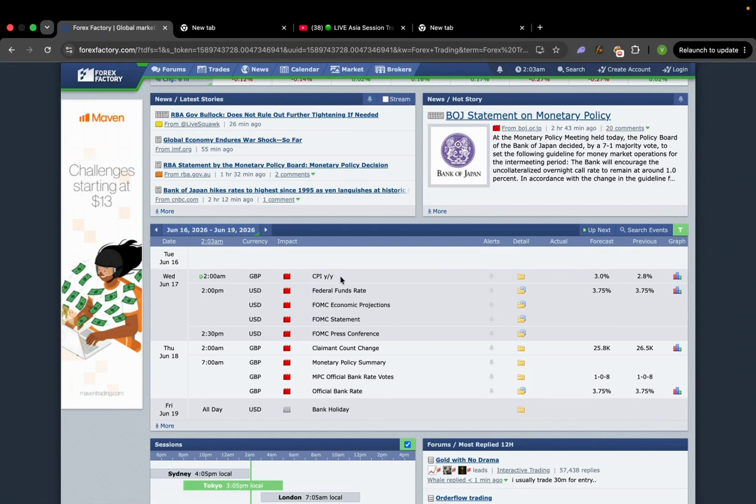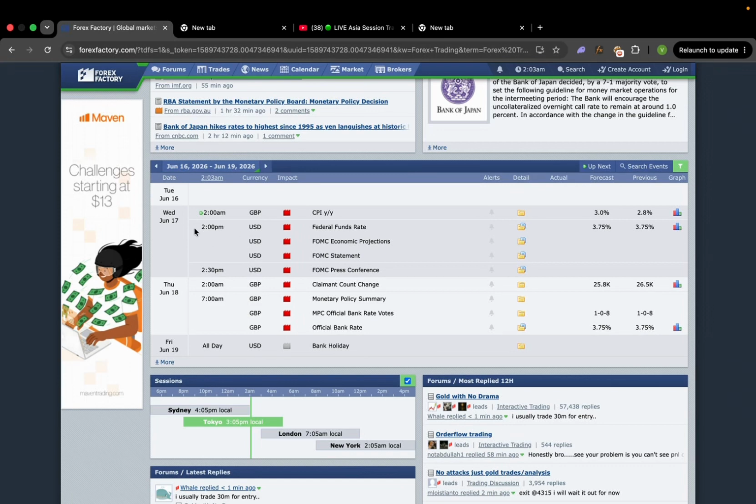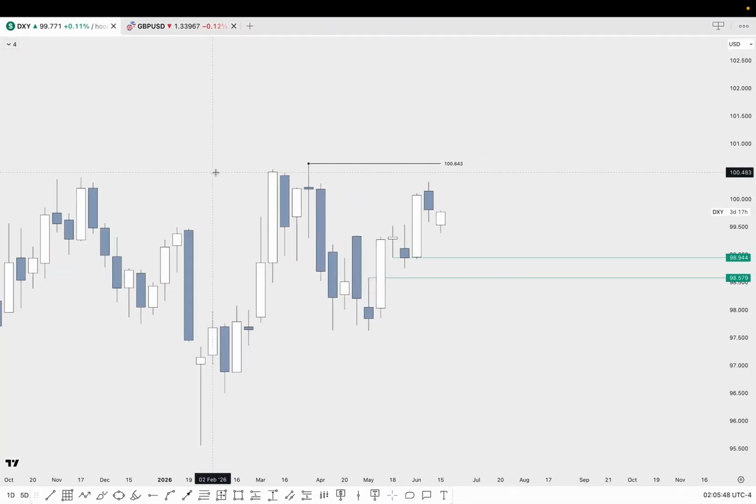On Wednesday, we have GBP CPI at 2 a.m. and then we have FOMC in the afternoon. So the focus should be around the FOMC release, but I'll still be looking at my charts during the GBP CPI release as well. On Thursday, we've got news for London at 2 a.m. and GBP news again for New York as well. And Friday is no trading day for me. So the focus is on the second half of the week, particularly Wednesday and Thursday, for looking for a move lower. So let's just go right into the chart.